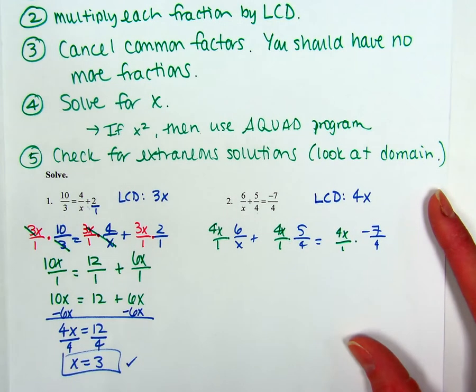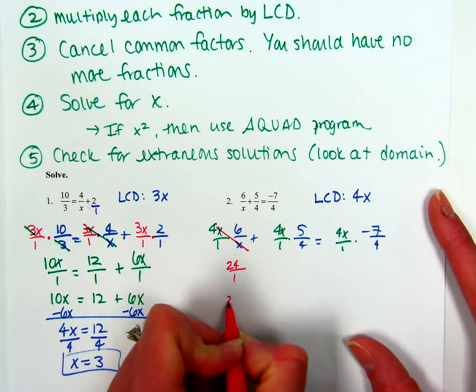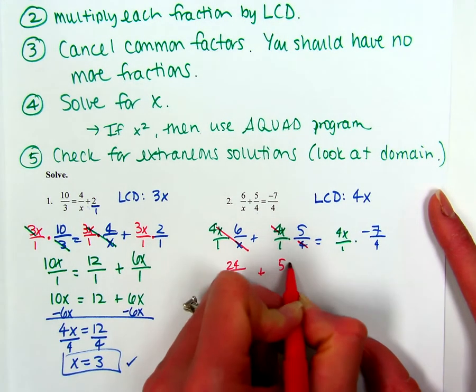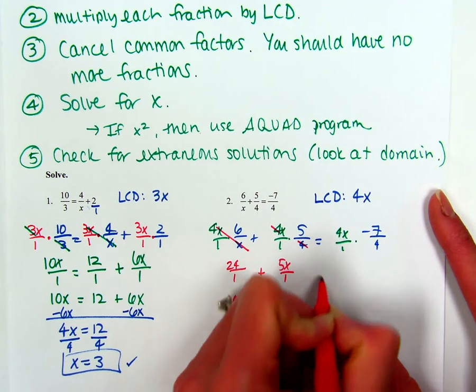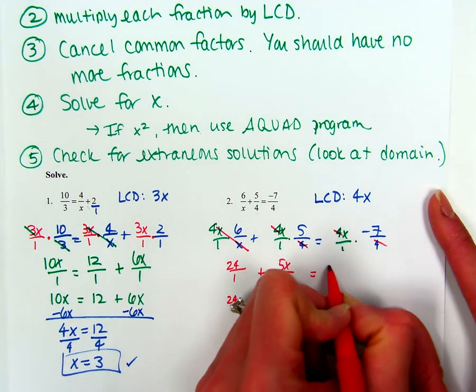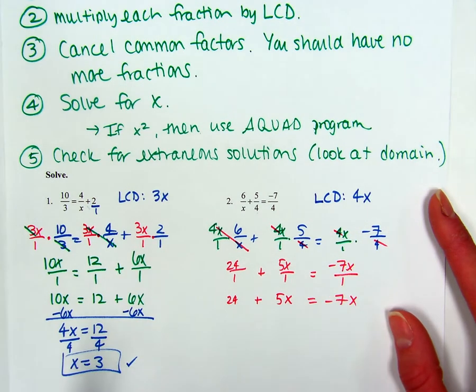All right, then I'm going to cancel my common factors. So x's cancel out. I'm left with 24 over 1, which is just 24. Here my 4's cancel, so I'm left with 5x over 1, which is just 5x. Here the 4's cancel out, so I'm left with negative 7x over 1, which is just negative 7x.